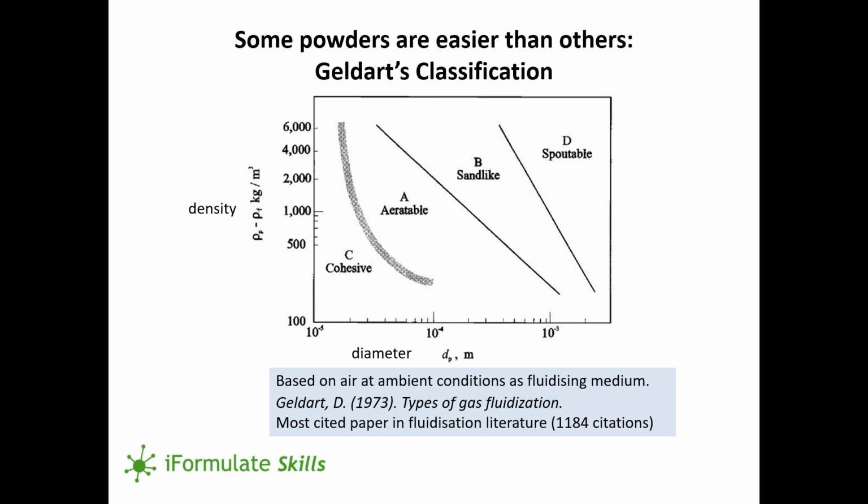So these are much harder to control, although we'll come across an example later on where spoutable beds can be used to our benefit.